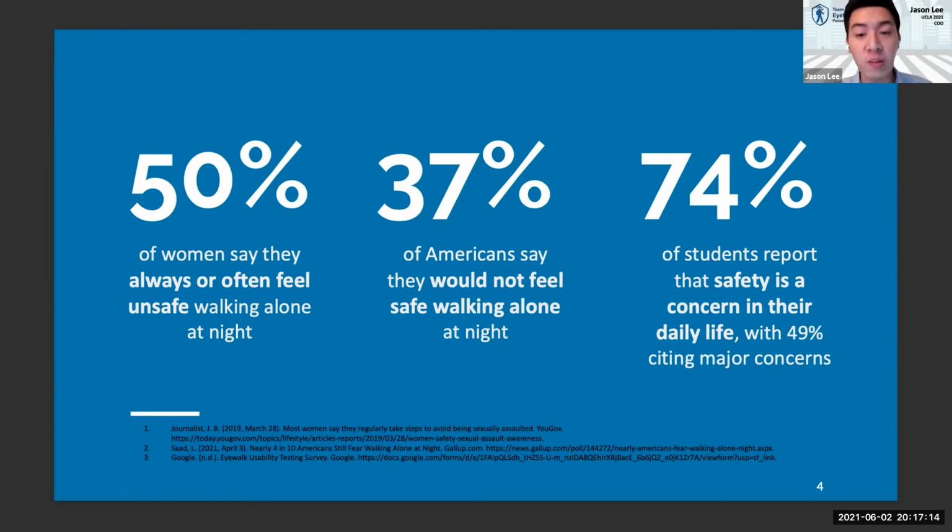Additionally, nearly 4 in 10 Americans fear walking alone at night. Finally, in an iWalk Run survey of UCLA and USC students, 74% of students report that safety is a concern in their daily life, with 49% citing major concerns. As a result, people are turning to technology to become more aware of their surroundings, protect themselves, and to safely reach their destination. Clearly, there is a demand for something to be done about addressing safety while walking.